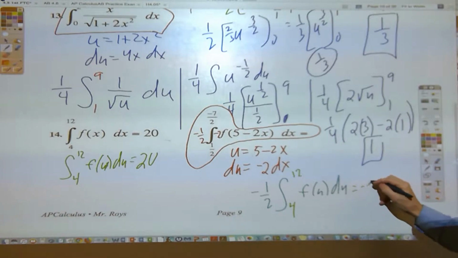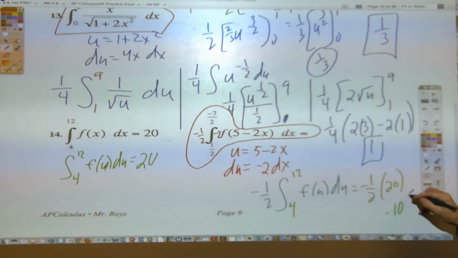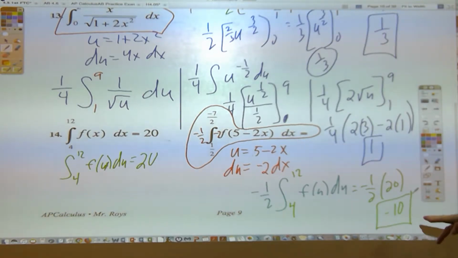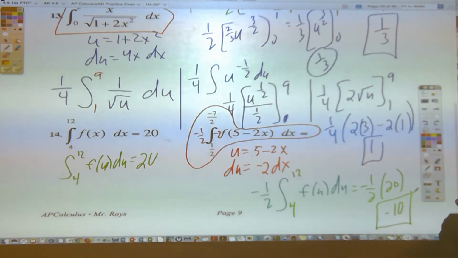So now the question is, what's -1/2 of 20? I would argue that the majority of people on this planet believe it's -10. -10 is the answer to problem 14. Any questions on this one?